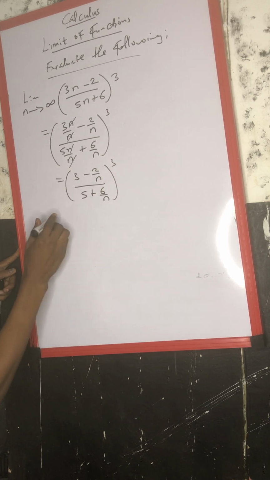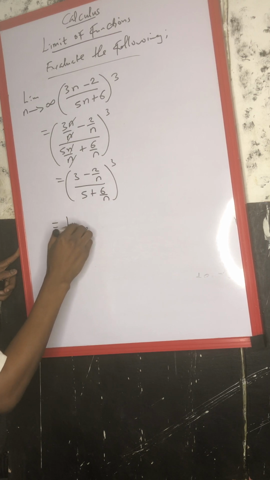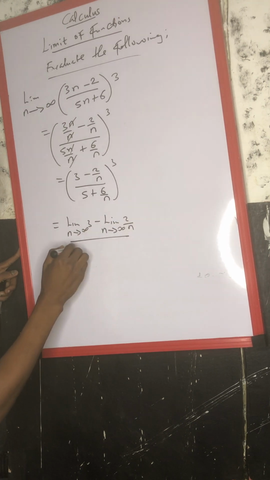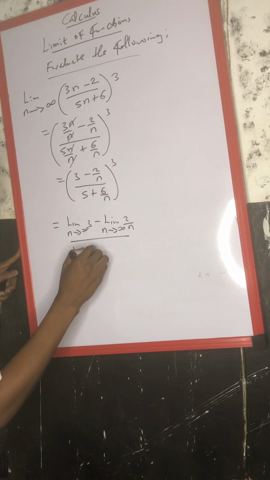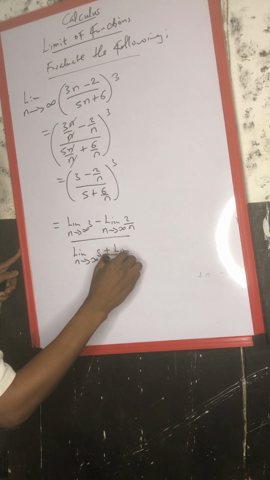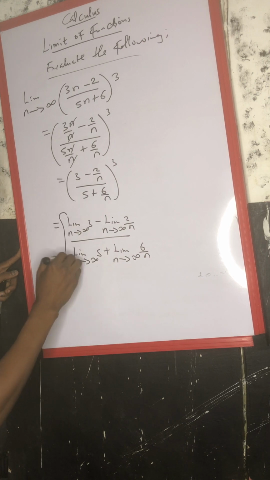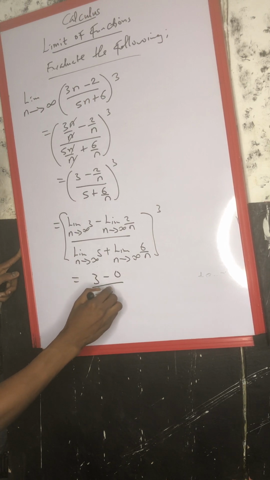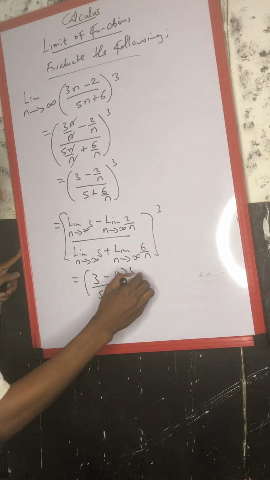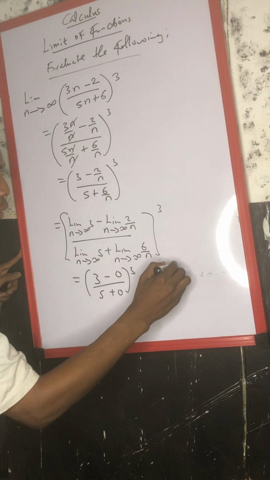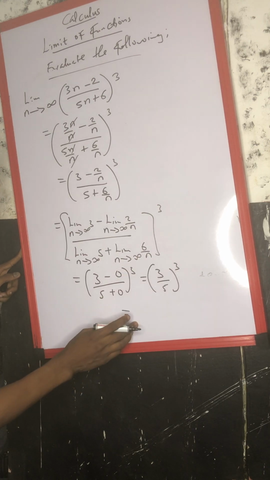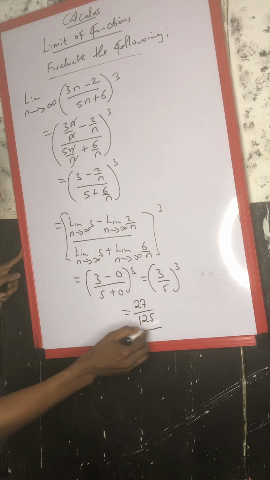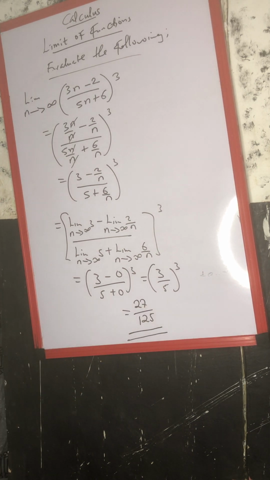So this is sitting as limit of n approaches infinity 3, minus limit of n approaches infinity 2 over n, all over limit of n approaches infinity 5, plus limit of n approaches infinity 6 over n, all raised to power 3. So this is 3 minus 0 over 5 plus 0, raised to the power of 3. So we have 3 over 5 raised to the power of 3, and 3 raised to power 3 gives us 27, then 5 raised to power 3 gives us 125. So that is our answer.